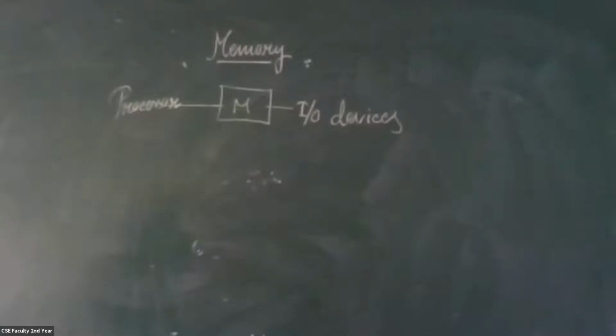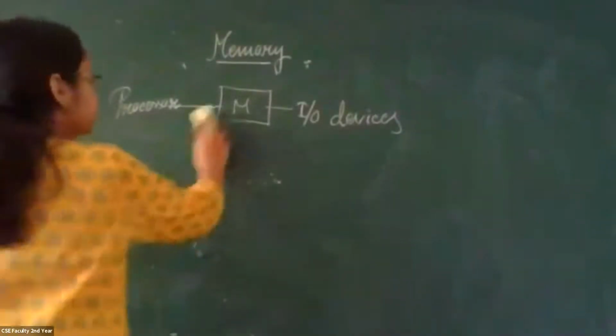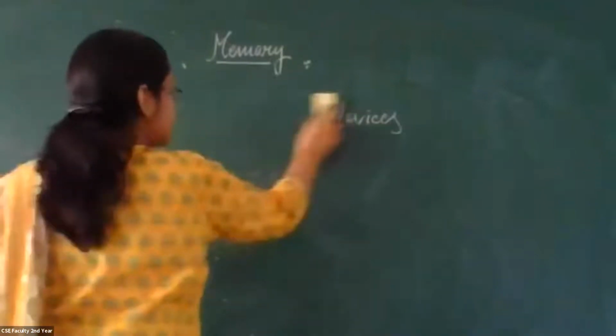Ma'am, two types. Primary memory and secondary memory. Ma'am, internal memory, register, cache memory, main memory, and secondary memory. Okay, we'll see.